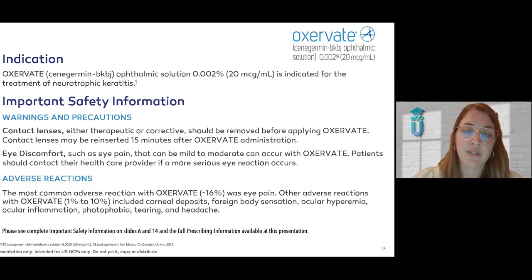Eye discomfort, such as eye pain that can be mild to moderate, can occur with oxervate. Patients should contact their healthcare provider if a more serious eye reaction occurs. The adverse reactions: the most common adverse reaction with oxervate, about 16%, was eye pain. Other adverse reactions with oxervate, 1 to 10%, included corneal deposits, foreign body sensation, ocular hyperemia, ocular inflammation, photophobia, tearing, and headache.